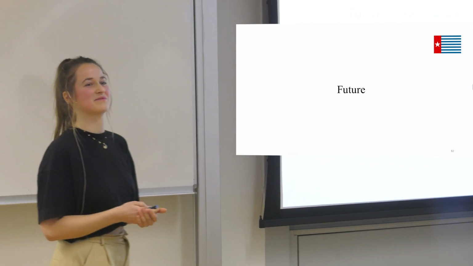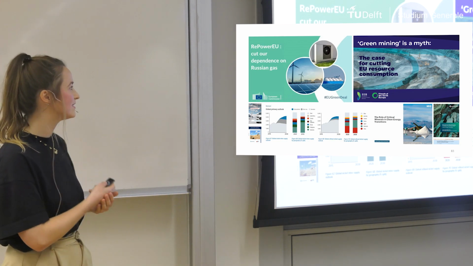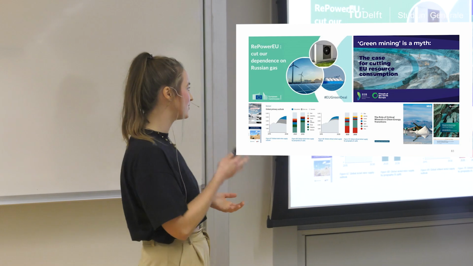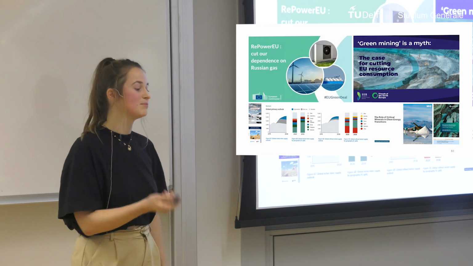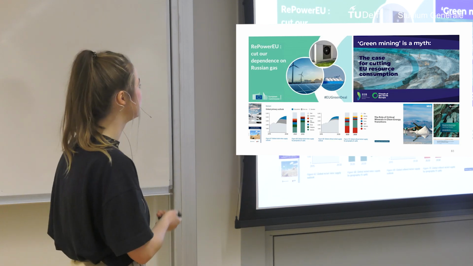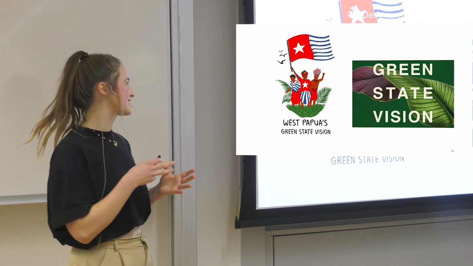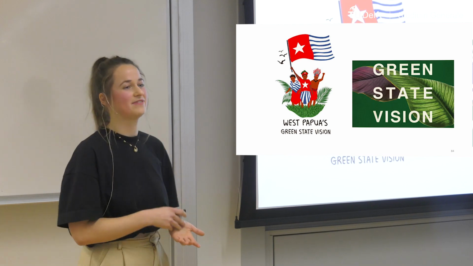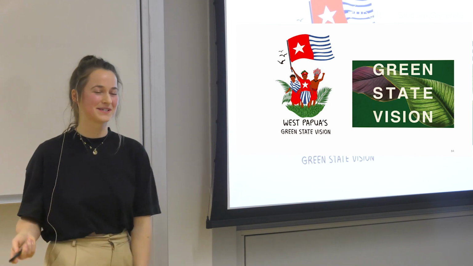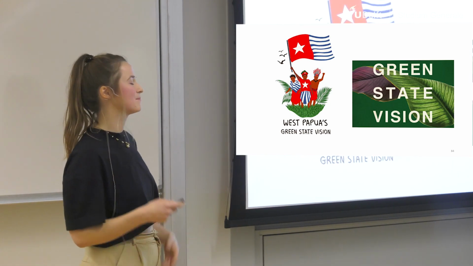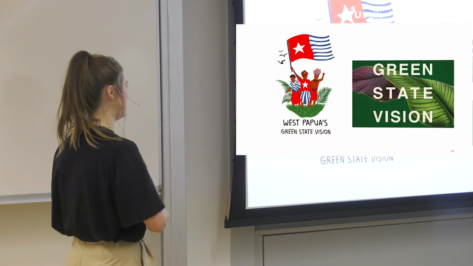And then, to give some examples about the future, I looked at a lot of reports about the European Union, about the energy transition, about the nickel market in Indonesia, where I saw that Europe is demanding a lot of nickel now and in the future. And what is defined by the European Union as green is a whole different view than what the Papuans are defining as green. Because previous year, the United Liberation Movement of West Papua launched the Green State Vision, where they show an alternative vision of what is seen as green by them.